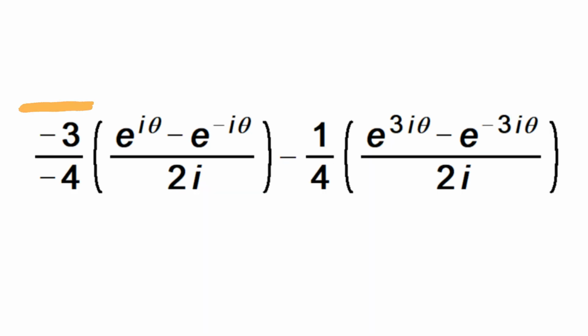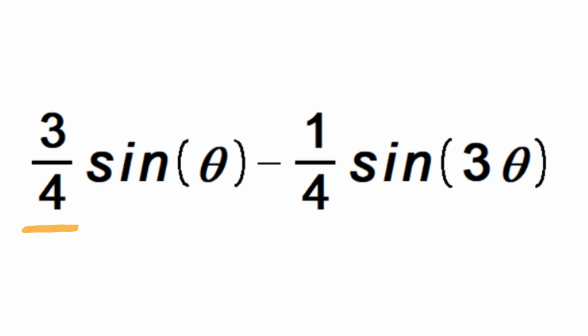Now we write negative 3 over negative 4 times e to the i theta minus e to the negative i theta over 2i. We follow with negative 1/4 times e to the 3i theta minus e to the negative 3i theta over 2i. This leaves us with 3/4 times sine of theta minus 1/4 times sine of 3 theta.